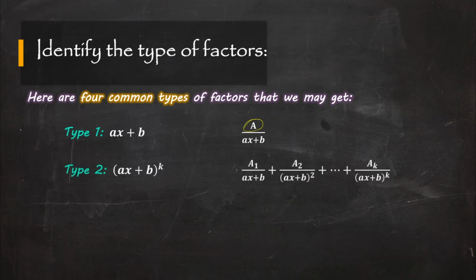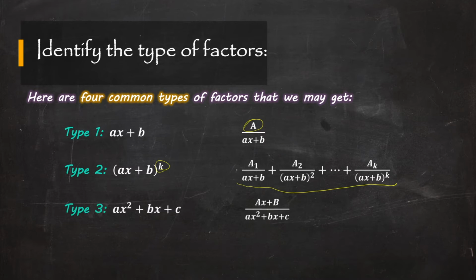So let's see type 2. The second type is based on the first one, but here we have a power. There's an exponent here, so it makes it more complicated. Depending on what value you get for k, we're going to have this expression. If k is 2, then you only have 2 terms, 2 expressions here.